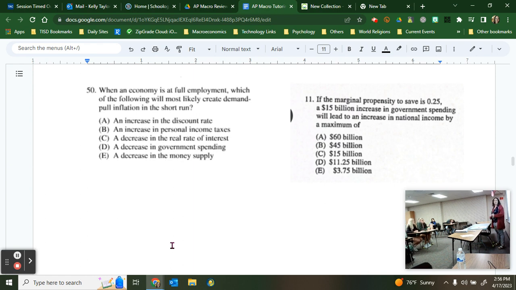It's expansionary. No, it is contractionary fiscal policy on B. Contractionary policy does what to aggregate demand? It decreases. Contractionary, whether it's fiscal or monetary policy, decreases aggregate demand.